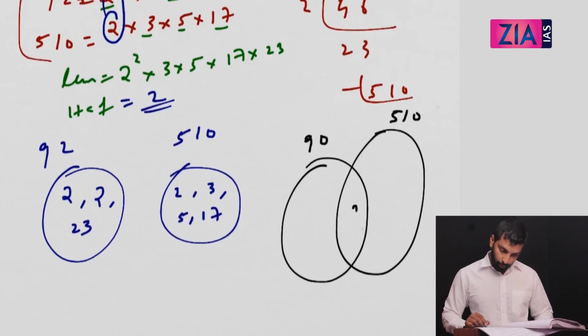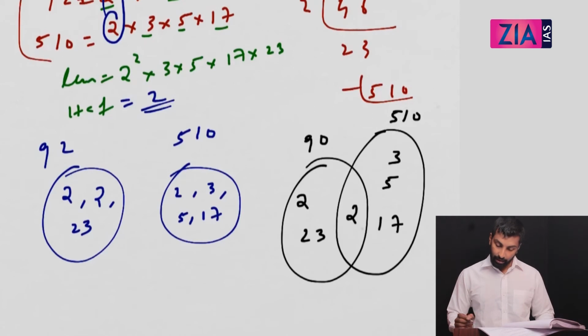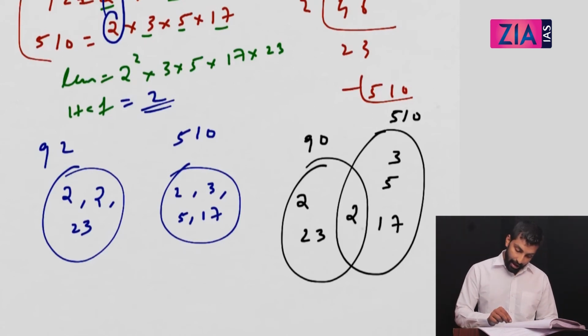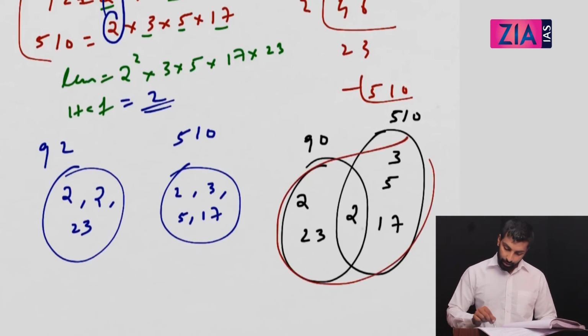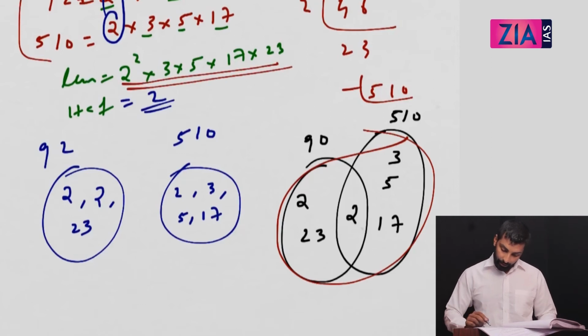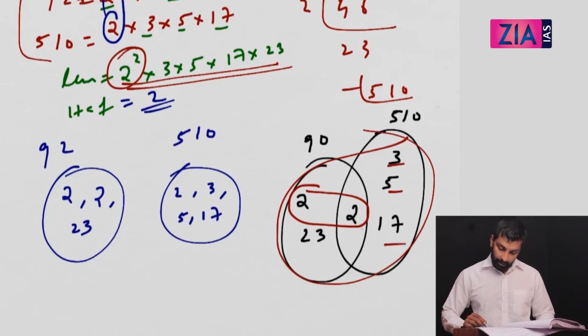So what is common? 2 is common. So 2 here, 23 here. Then what will come in 510? Rest of the area, 3 will come, 5 will come, 17 will come. So whatever is there in the Venn diagram, this total is your LCM, right? So this 2 and this 2 is this 2 square. Then you have this 3, 5, 17 and 23.